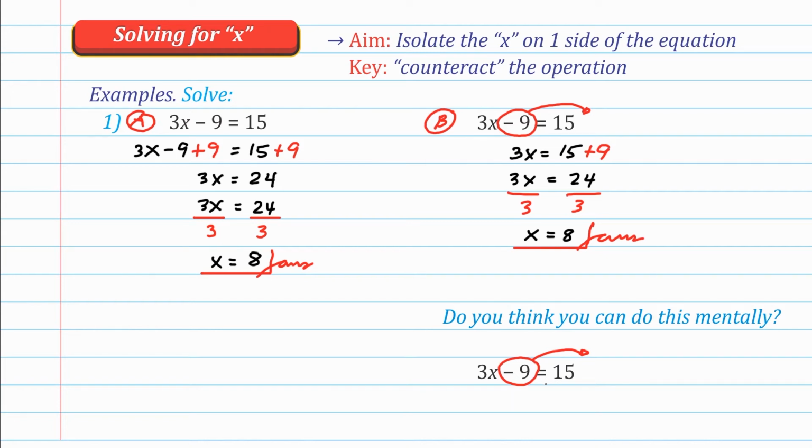24, correct. Therefore, 24 ang natira sa right side. And then, you want to remove 3 there, so you divide by 3. So, 24 divided by this 3 is equal to 8. And there you have it. You can do it mentally. X quickly is simply equal to 8.